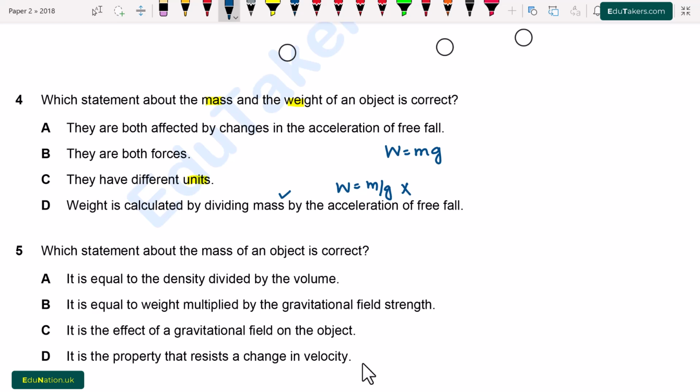Option C, they both have different units. The unit of mass is kilogram, while the unit of weight is Newton. So both of these have different units. Option C is correct.